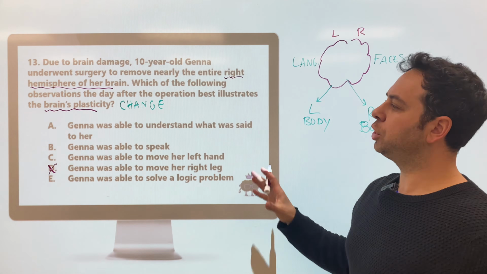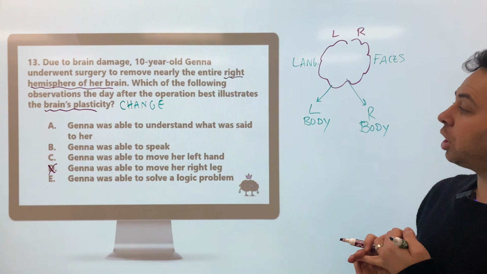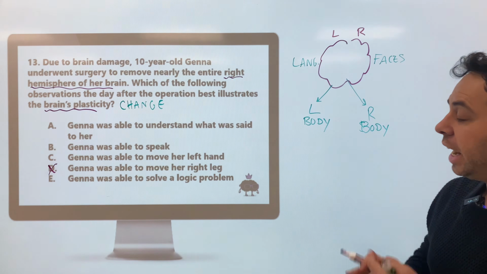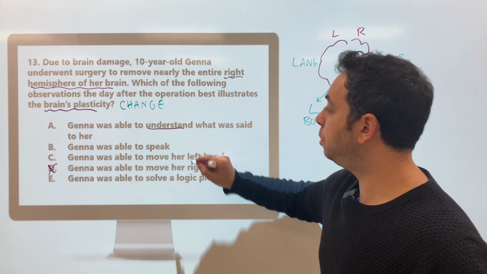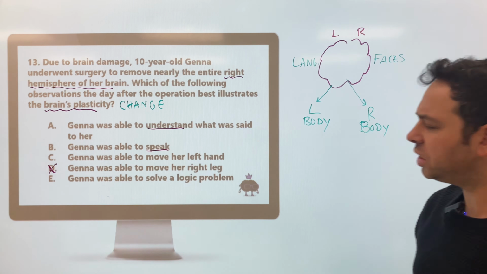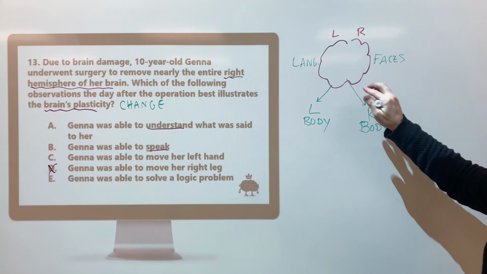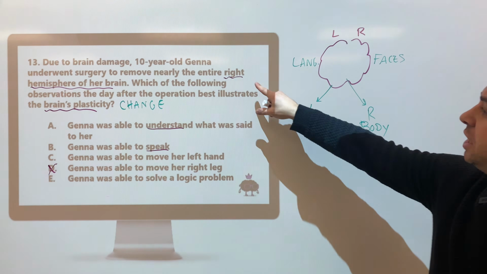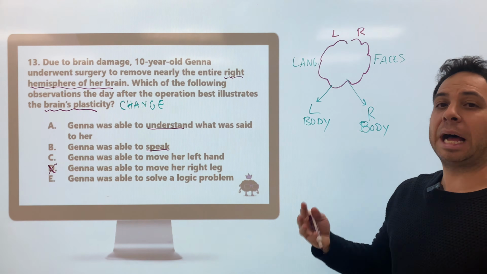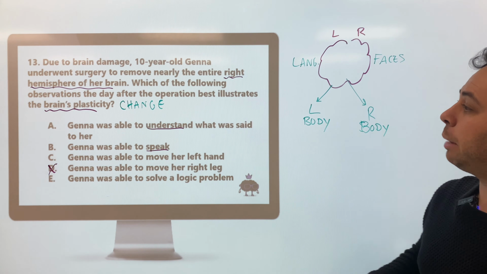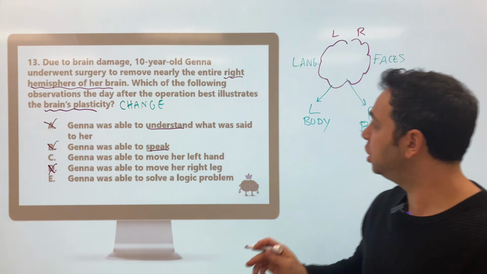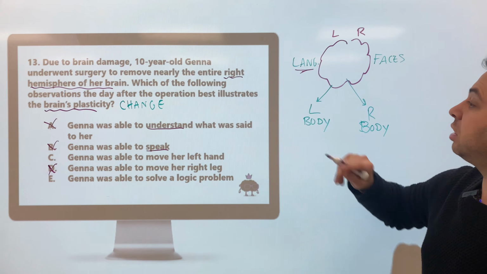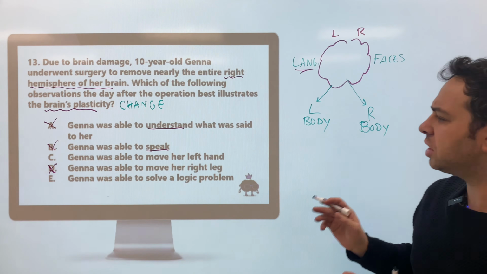So let's go back to our choices. A, Jenna was able to understand what was said to her. And look, B, Jenna was able to speak. What did we already say? To understand speech or to speak, what hemisphere does that occur in? That occurs on our left hemisphere. Well, she had damage to her right hemisphere, so speech should not be impacted by damage to her right hemisphere. So because of that, we're going to cross A and B off. Remember, language is solely, or mostly, in our left hemisphere. All right, let's take a look at E.